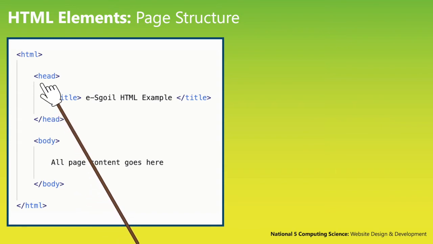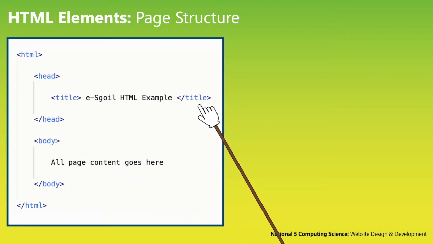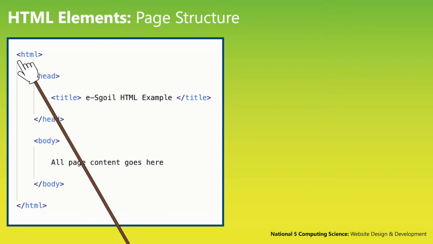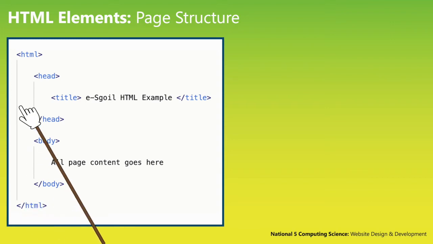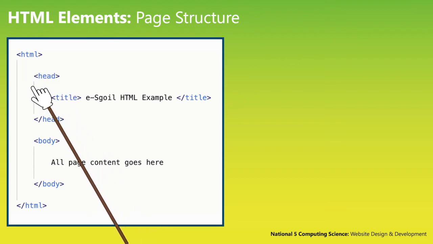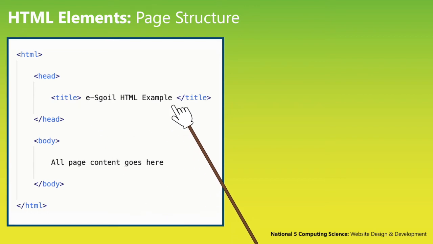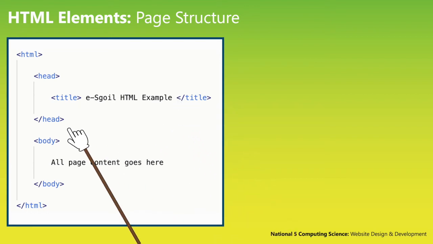Within the head, at the moment, the only thing we have is a title, and the title is the browser title for that page. You will notice that every tag comes in a pair. We open the tag with pointy brackets, and we close the tag with pointy brackets and a backslash. And we also close the tags in the order that we open them. So we open HTML, we open head, we open title, which means we close them in the reverse order. Title, then head, and then HTML.